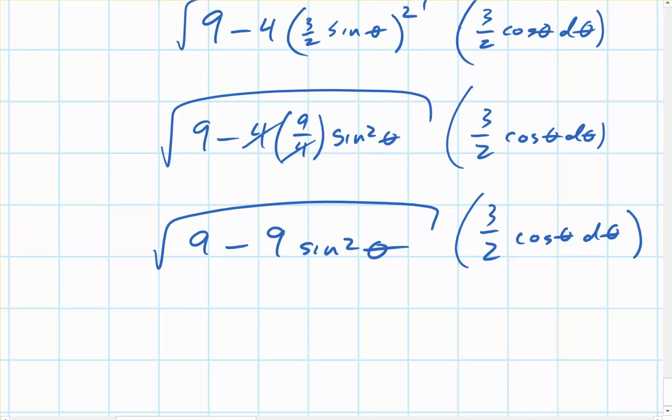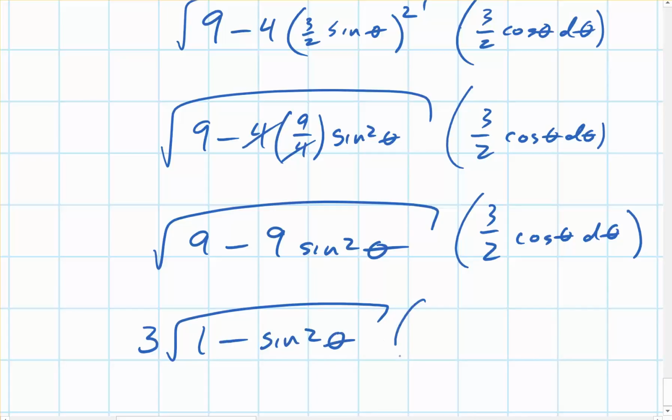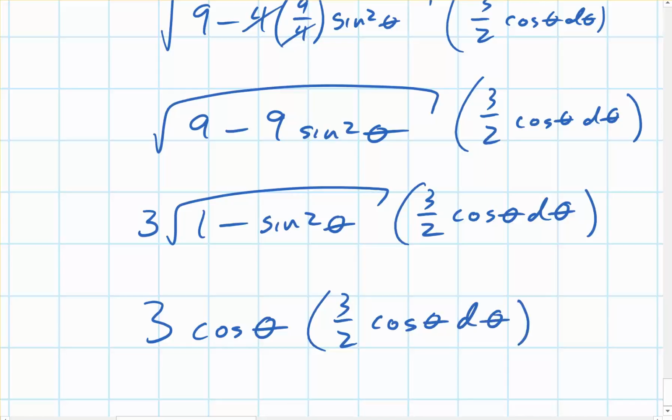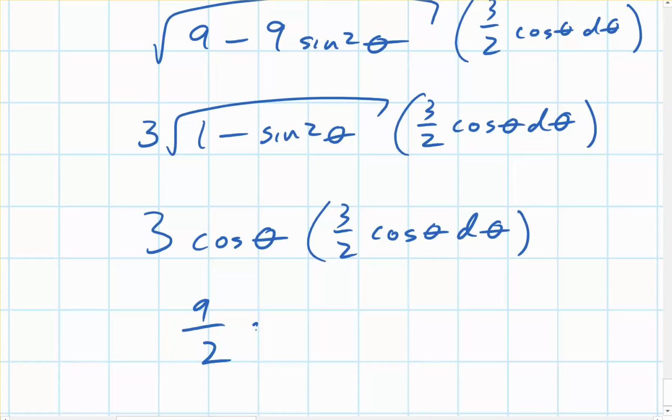Why is that actually really nice? You can take the 9 out. You can pull it out. So what do you end up with out front? Times the square root of 1 minus sine squared theta times 3 over 2 cosine theta d theta, like this. But what is 1 minus sine squared? That's cosine squared, square rooted. So what do you end up with? 3 cosine theta times 3 over 2 what? D theta. So you end up with 9 over 2 cosine squared theta d theta.